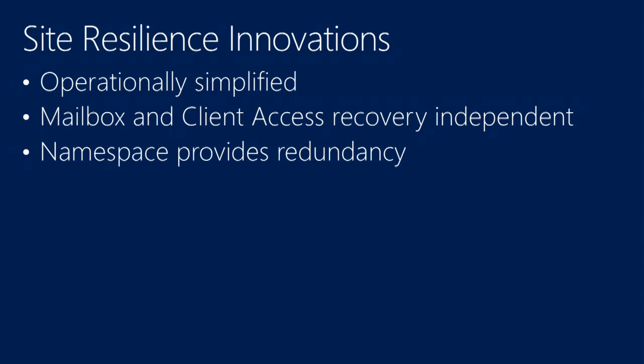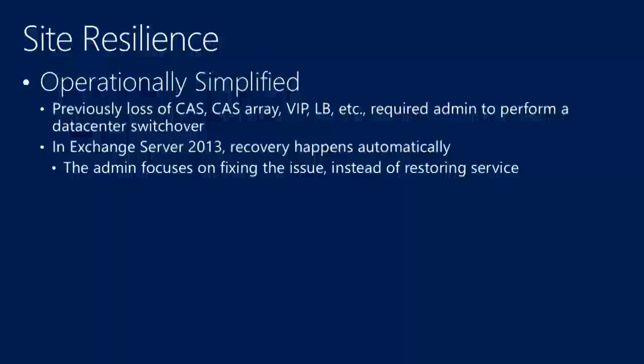Okay, if my DAG dies, I don't have to recover the CAS array. Everything is completely decoupled. And as I mentioned, the namespace is providing redundancy. So what do we mean by operationally simplified? Again, if you lost your CAS, the majority of them, your CAS array, your load balancer, the virtual IP in front of the load balancer, or your DAG, or the majority of your DAG, then you only need to recover what's failed. Or in some cases, depending on your configuration, don't do anything and the system can recover itself, as I'll show you in a moment.